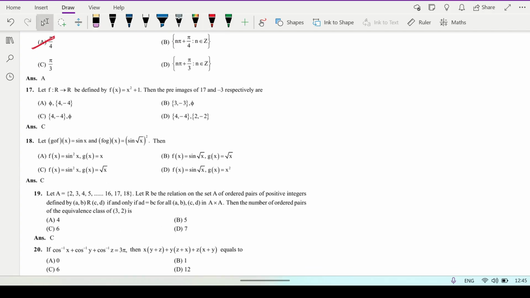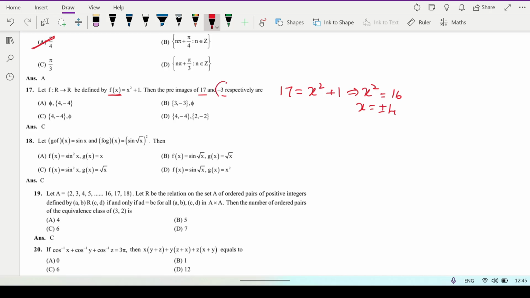Next, let f from R to R be defined by f of x equal to x square plus 1. Then pre-image of 17 and minus 3 are respectively. That means the f of x values are given. We have to take f of x equal to 17 as well as f of x equal to minus 3. Let us consider separately. If we take 17, that will be equal to x square plus 1, which implies x square is equal to 16. So, x value is plus or minus 4. This is one of the pre-images.